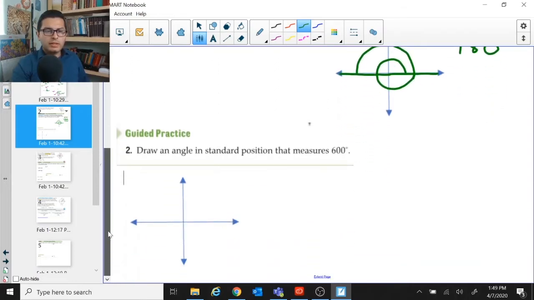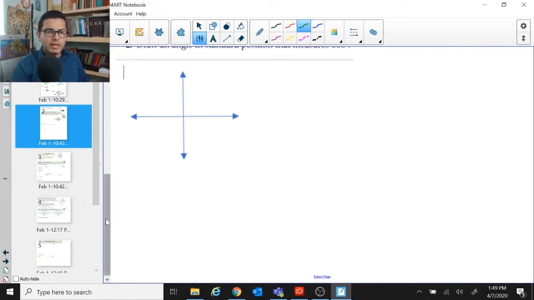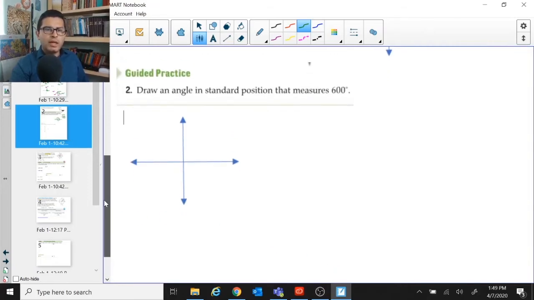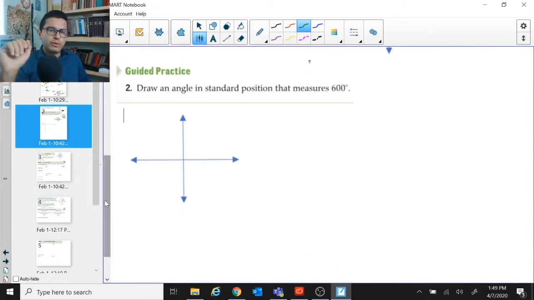Let's take a look at the guided practice. Now here's the point in the video that you should pause it and try and do this on your own. That way you really see if you have this down or not.